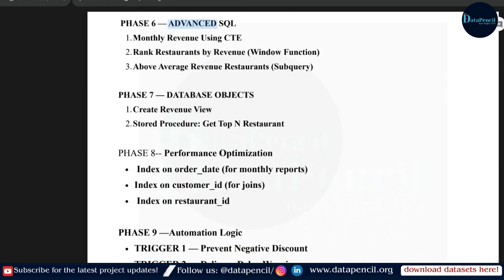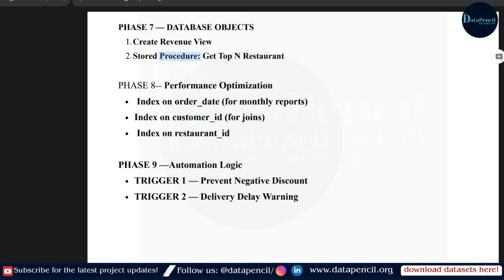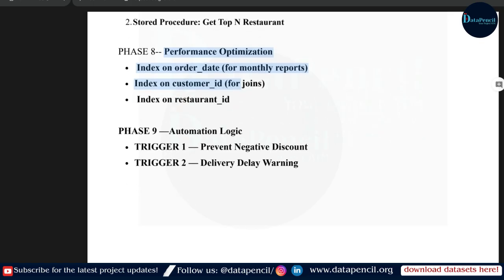In phase 7, there will be some database objects like views and stored procedures, okay. Then after that, we will do the performance optimization part: how to create an index, what basically an index is, and what the need to create an index is. We will learn these things as well. And then at the last, there is automation logic. We will do some automation where, if some unnecessary input is coming, we can prevent it in our database automatically, okay.